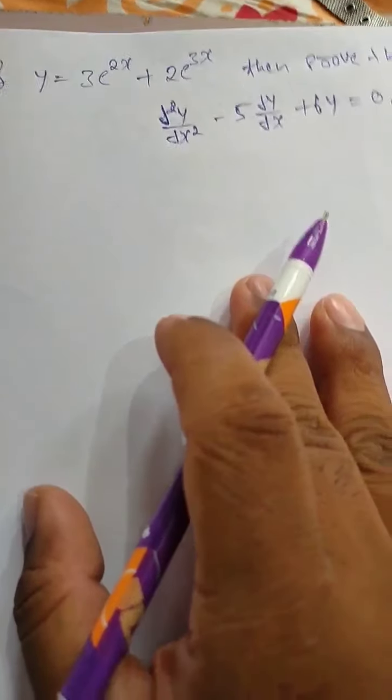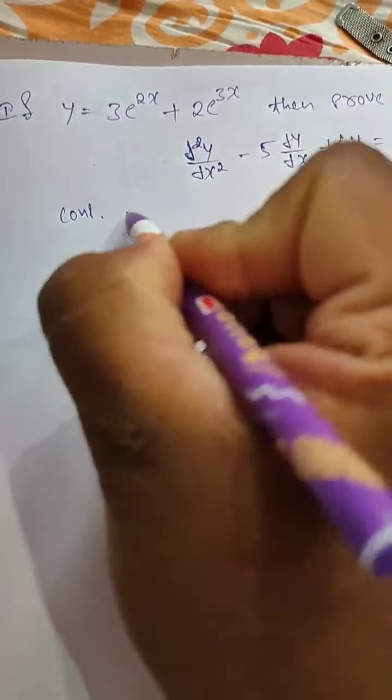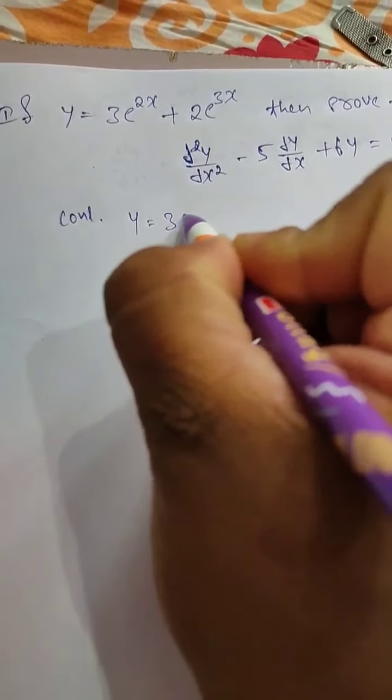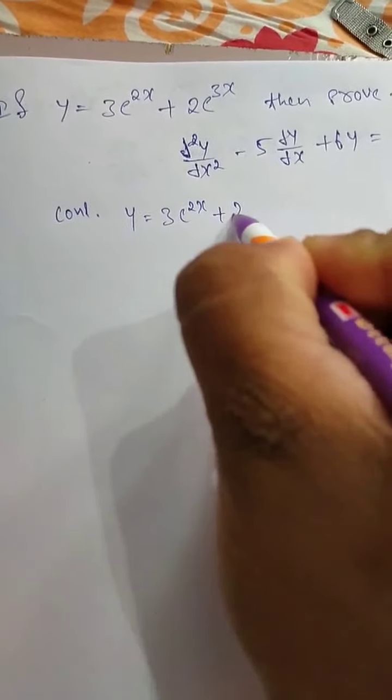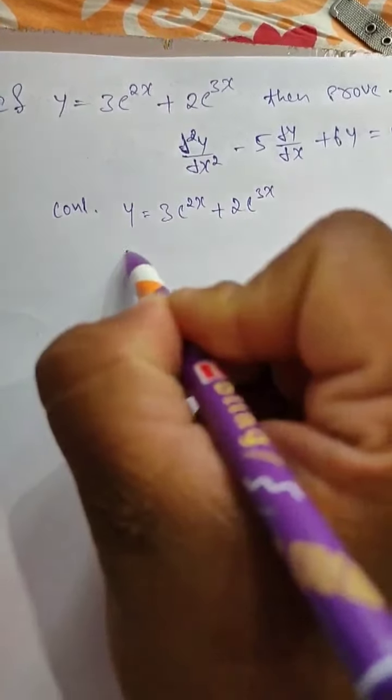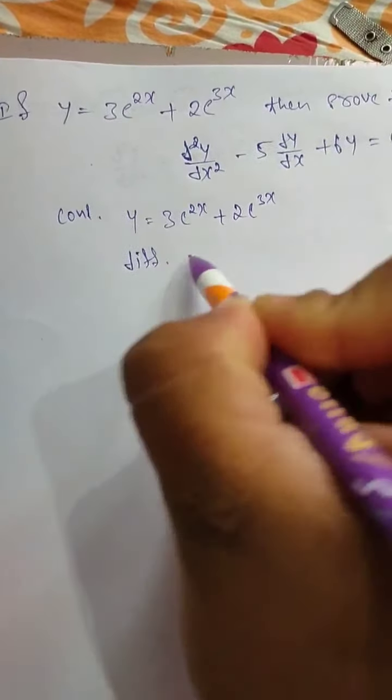So let us do this problem. Let us consider the equation. Consider y is equal to 3 e to the power of 2x plus 2 e to the power of 3x. Let me differentiate this equation with respect to x.